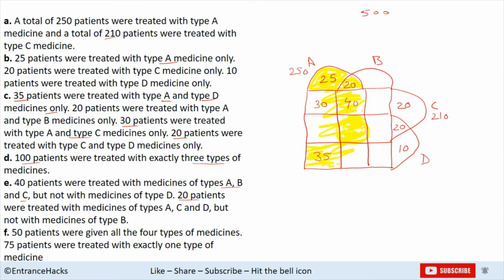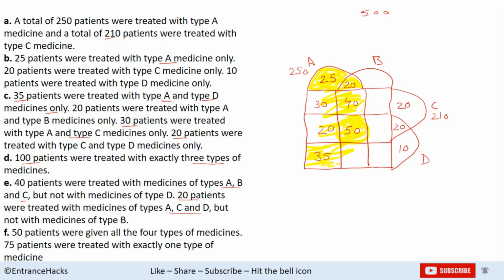Okay. 20 patients were treated with medicine A, C and D, but not with medicine B. So A, C and D, this one, because this belongs to B also. So this is the one which belongs to A, C and D, right? 50 patients were given all the 4 types of medicine. So all the 4 का area is this. This belongs to all 4, right?